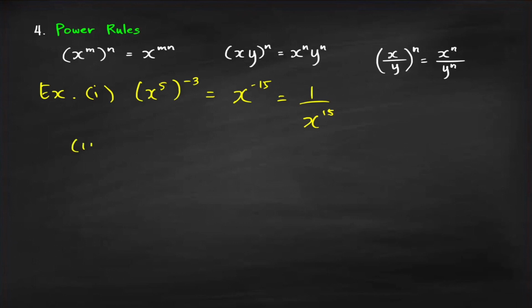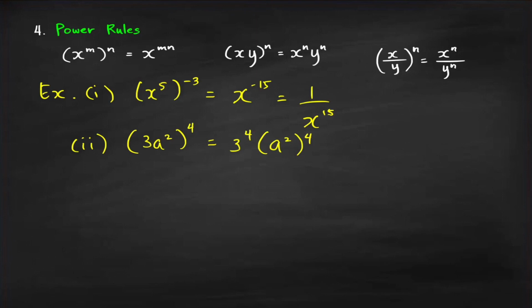Next problem, so let's say if you have 3a squared quantity raised to 4. So take note that this is the fourth power of a product, the product of 3 and a squared. So using this second power rule, we can write it down as 3 raised to 4 times the fourth power of a squared.